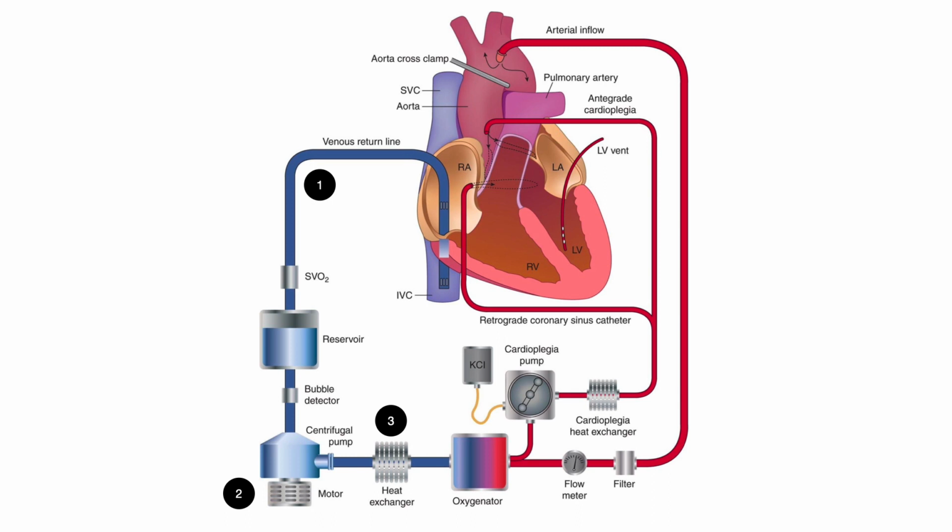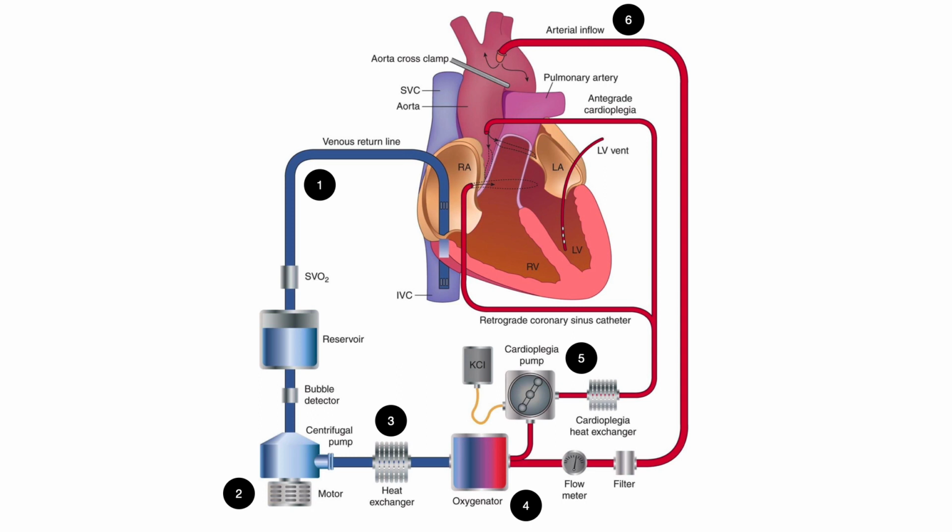We need a way to heat and cool the blood. This is the heat exchanger. We need a place where gas exchange can occur, where oxygen can get into and carbon dioxide can be removed from the blood. This happens in the oxygenator. We need a way to stop the heart with a potassium-containing solution called cardioplegia. And we finally need a path to get blood back into the patient via an arterial, often aortic, cannulation site.